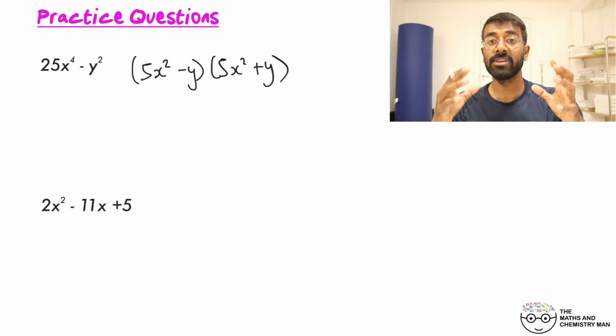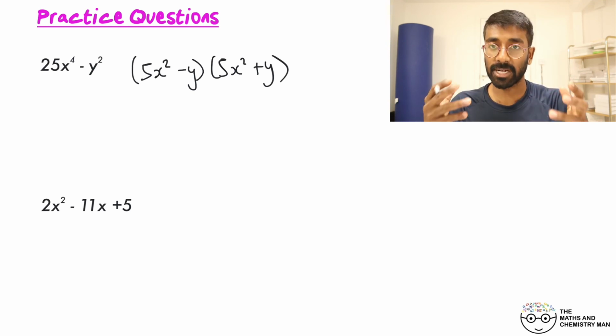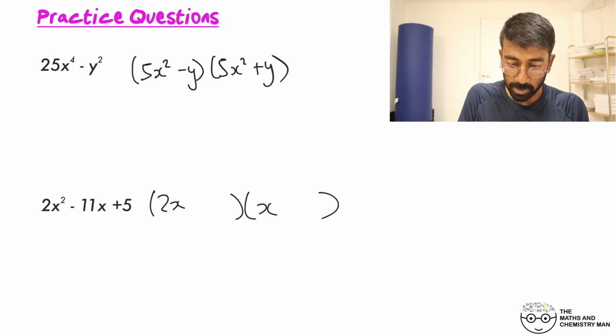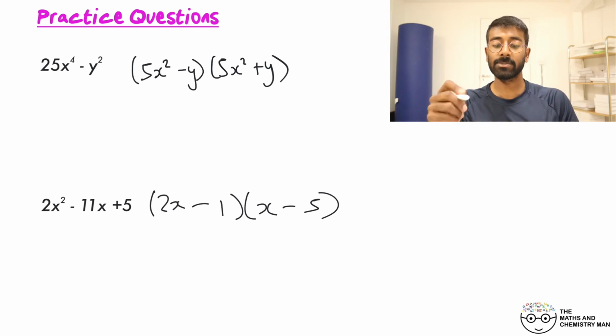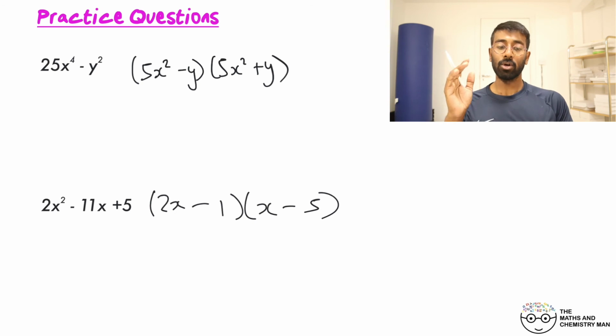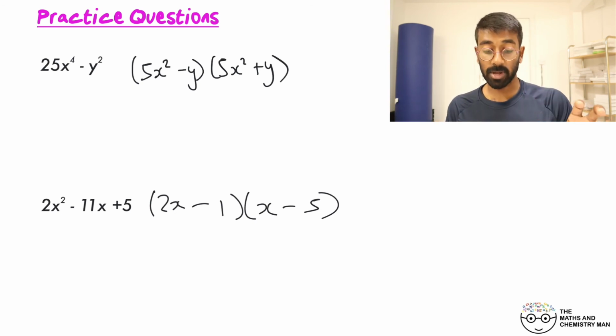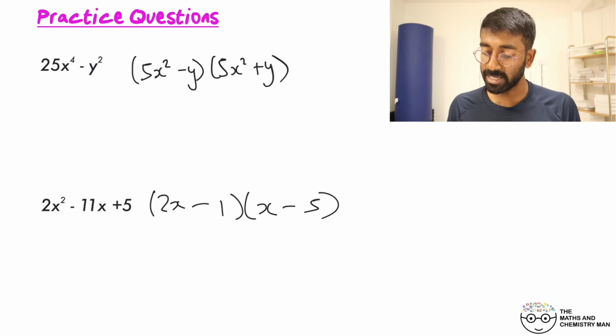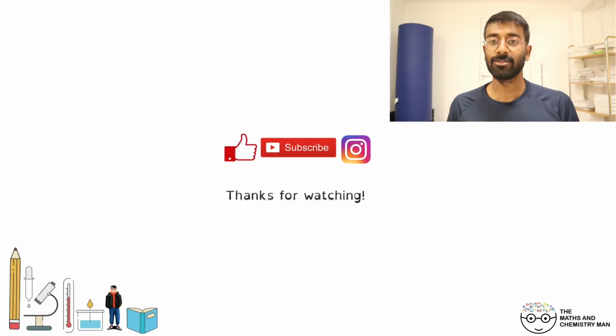The second one, you would have needed to follow the whole method there of factorizing the quadratic. And so I'm hoping you would have ended up with, I think that's a 2x and an x, 5 and 1, minus and minus. So 2x minus 1 and x minus 5. Hopefully you have got that. If not, go back to some of the examples earlier on in the video and practice those again until you have absolutely nailed it.